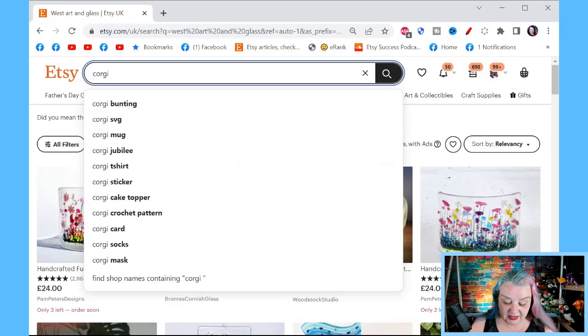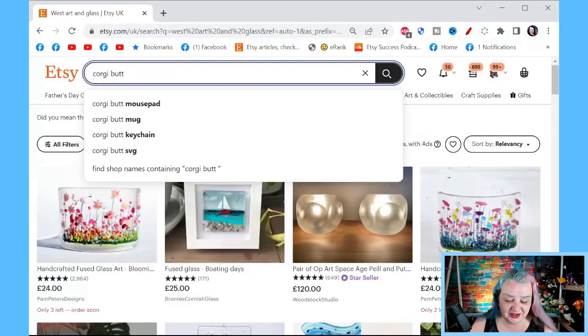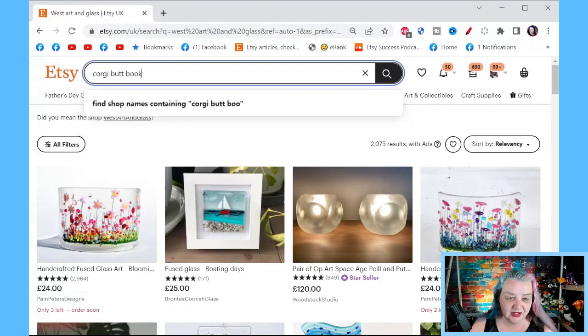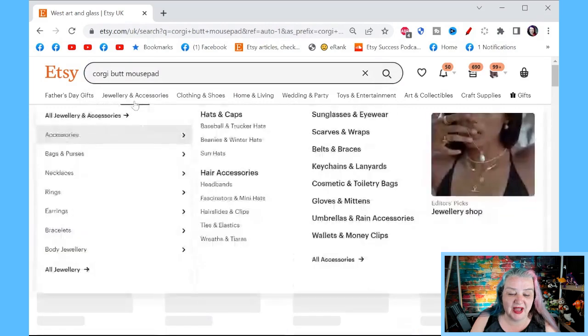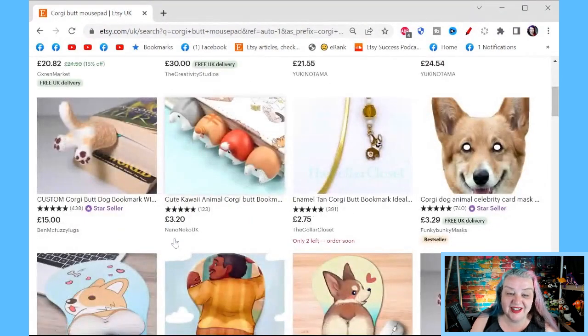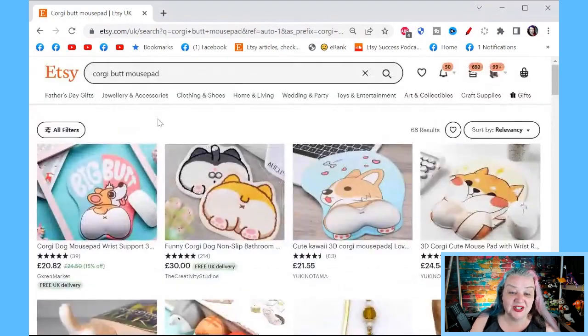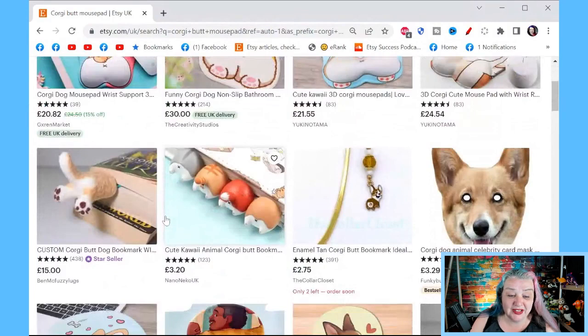It doesn't spell it like that. Corgi butt. There we go. Can we get a bookmark? No, we've gone too far. But it's trying to offer you things, but I bet you there's not a whole lot of corgi butt. I should have looked. Yeah, there's definitely not a whole lot. I've searched for a corgi butt mouse pad, and Etsy's doing its best to show things.